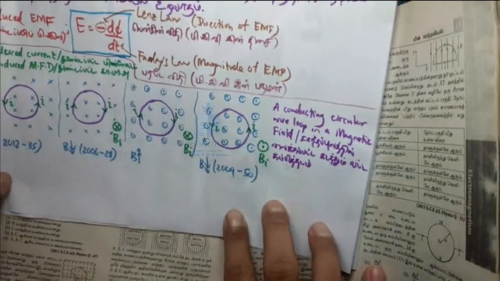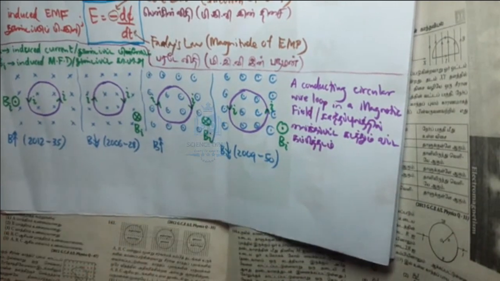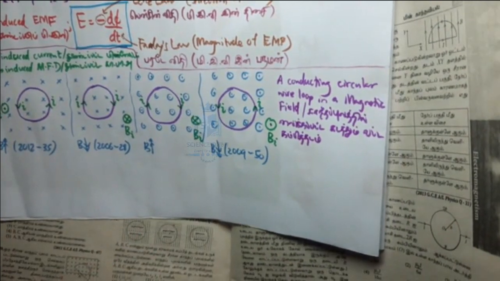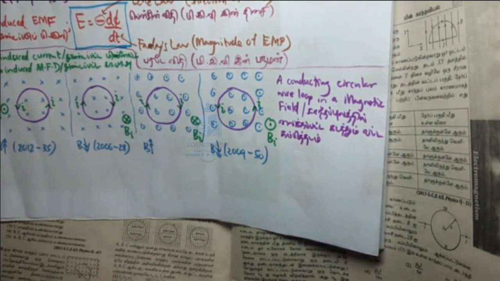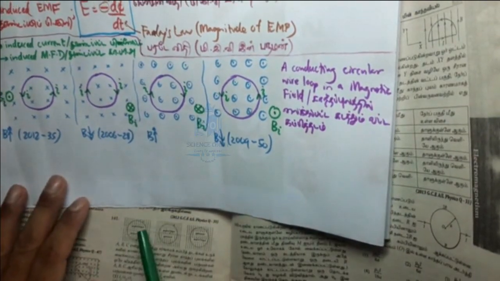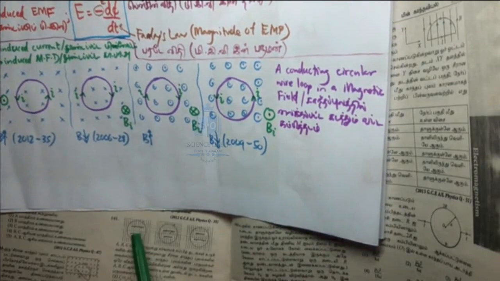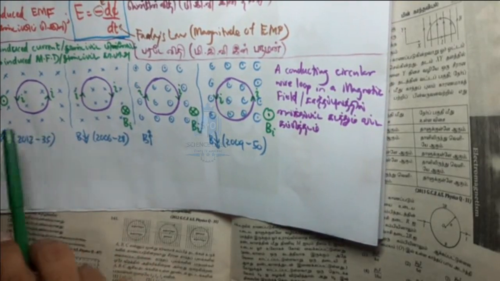Okay, let's try this. Right, we take this question. Now the 2012 47 question. I think you should take this question with you, and then only you will understand it better. In diagram A, both the direction of magnetic flux density, it's into the plane, both are increasing. So into the plane increasing.